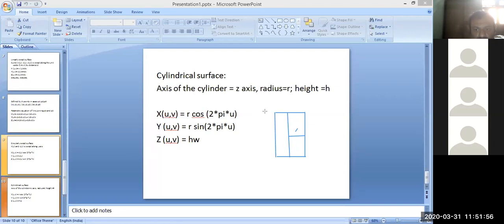So if you want to develop a cylindrical surface like this, this is the parametric equation: R cos(2πu) and R sin(2πu), and z is h times v. Actually this is not w, it is the v direction, h into v. This v is the direction cosine, right? So this is the parametric equation to generate a cylindrical surface.